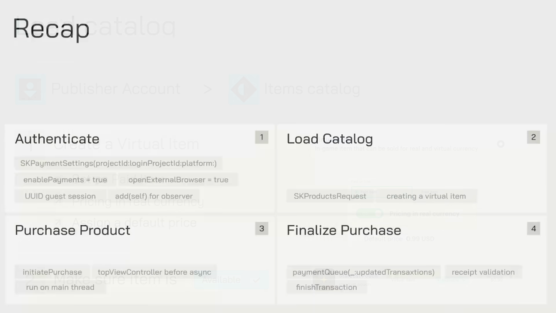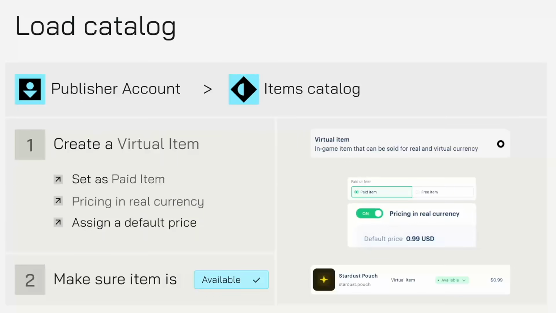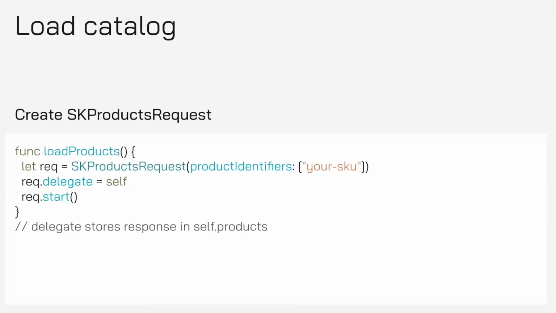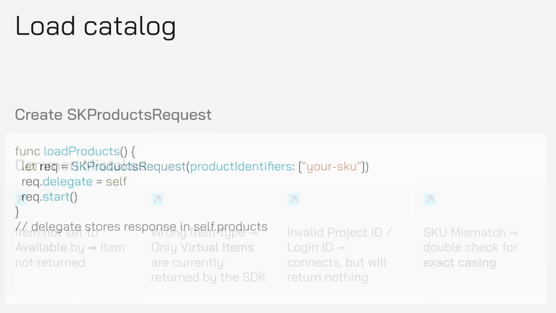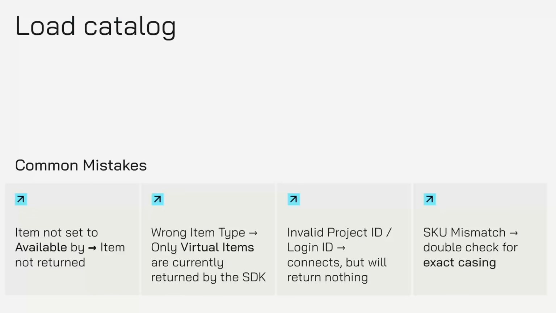Moving on to our next step, we'll handle loading our catalog. First, we'll head to our publisher account and create some virtual items. Then, within our application, we use SKProductsRequest, passing in all of our SKUs to pull the items down. If things aren't loading at that point, we'll check to make sure all items are available, are of the correct virtual item type, and check for matching on our project ID, login ID, and all of our SKUs.